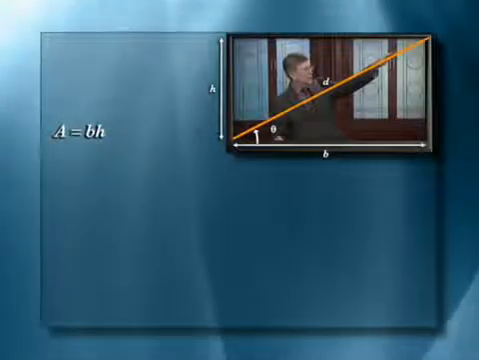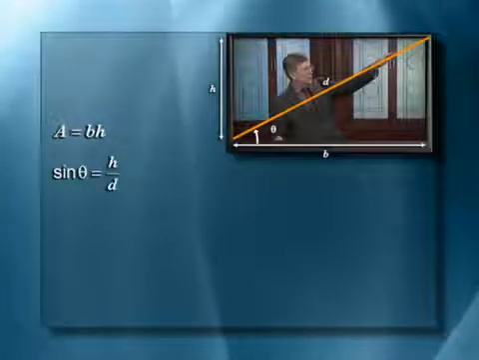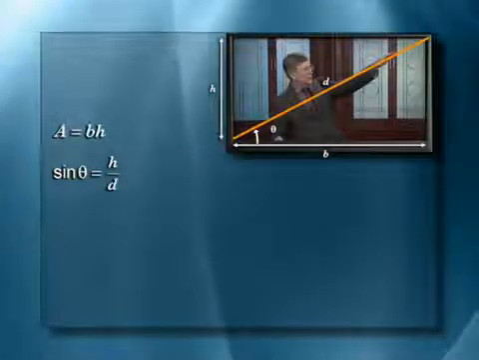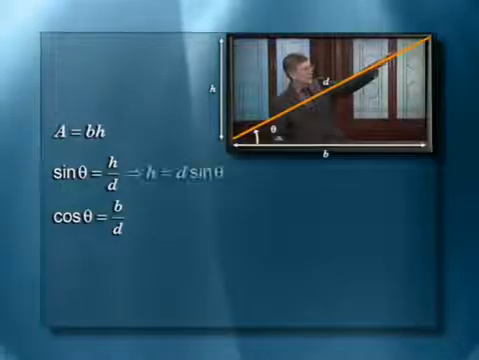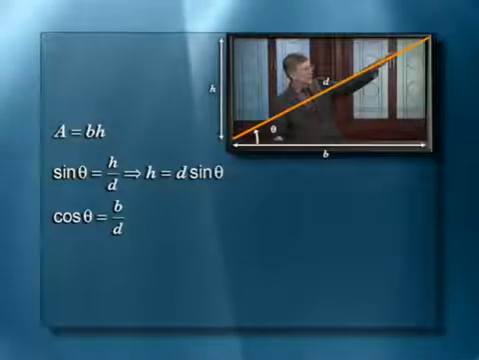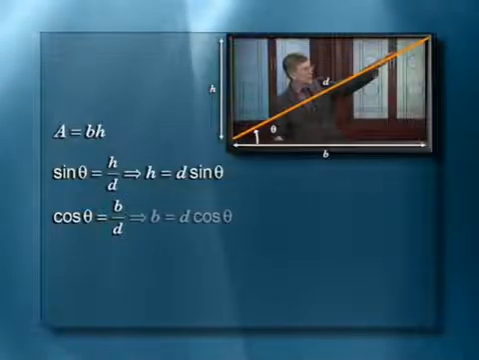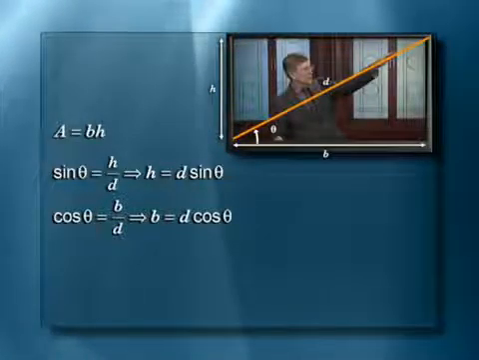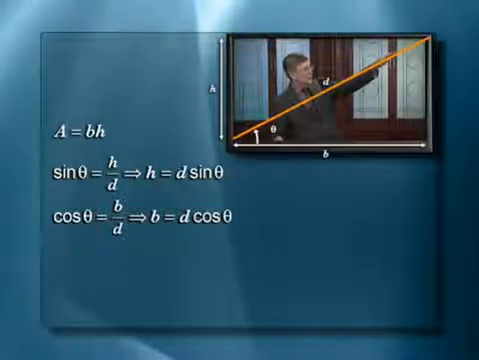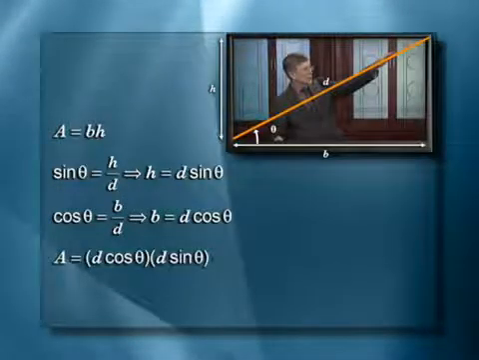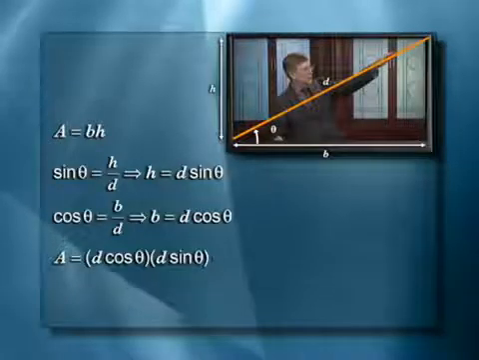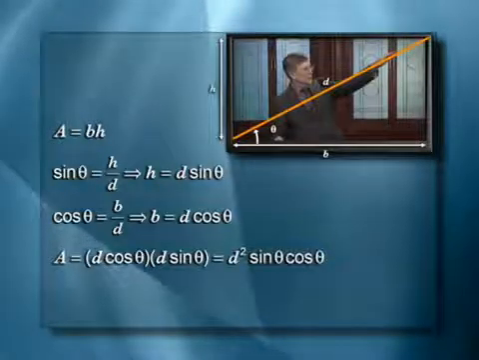Look at the figure. Sine of theta is opposite over hypotenuse, so that's the height over D, H over D, and cosine is B over D. So sine theta equals H over D yields H equals D sine theta. Cosine is B over D, so B is D cosine theta. So we now know the height and the base in terms of D and theta. The area is base times height, so it's D cosine theta times D sine theta. Multiply them together, D squared sine cosine.